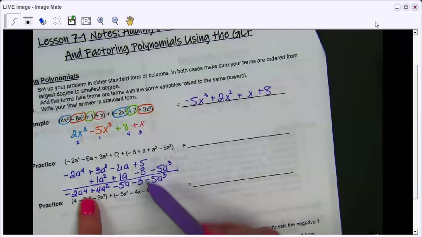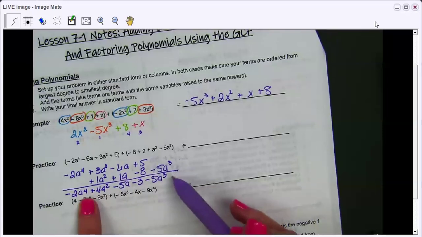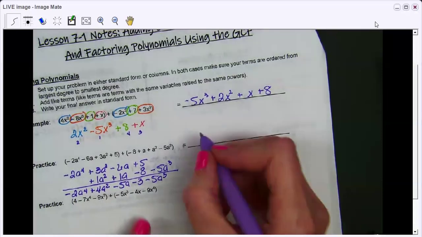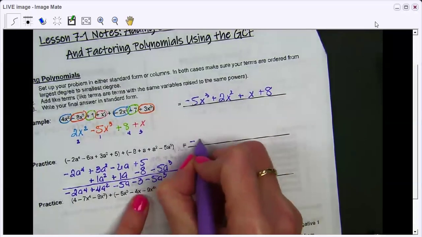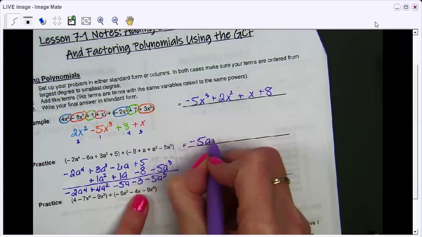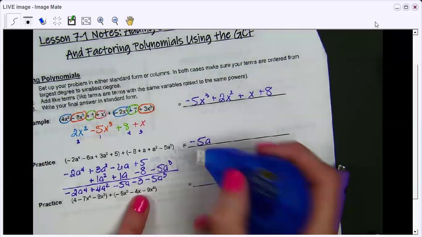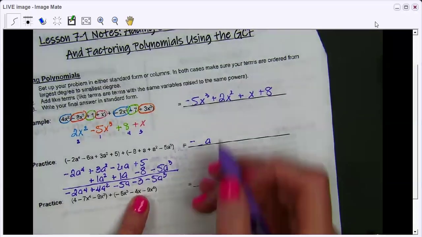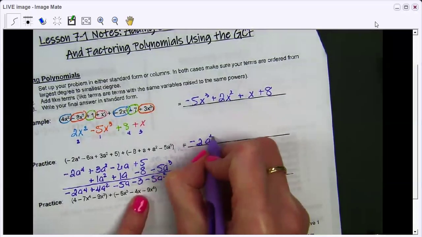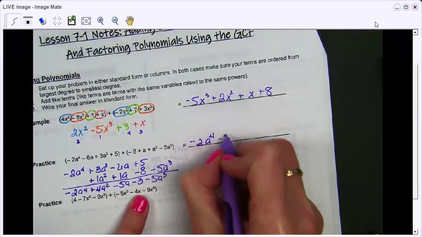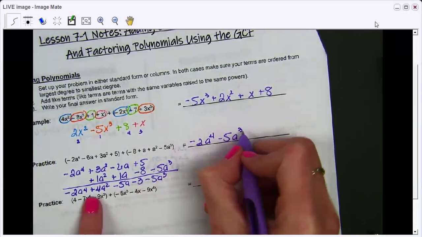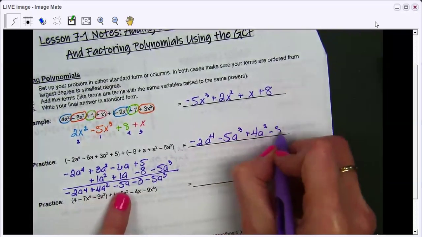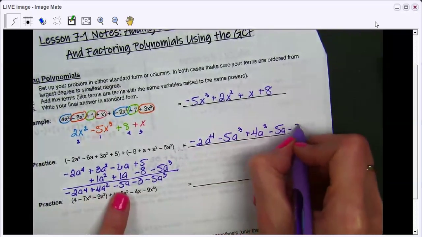If you don't like this way, you do not have to do it this way. So I'm going to write my final answer up here. So negative 5a, no. Yeah, negative 2a to the 4th minus 5a cubed plus 4a squared minus 5a minus 3. Okay.